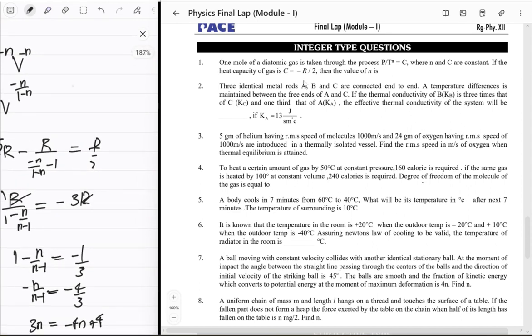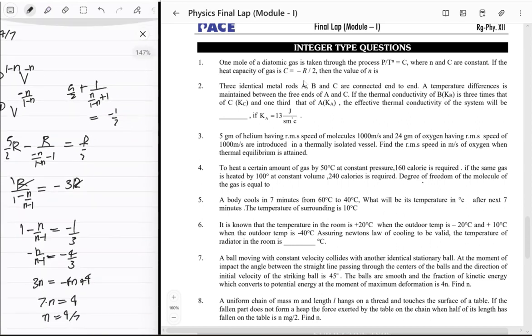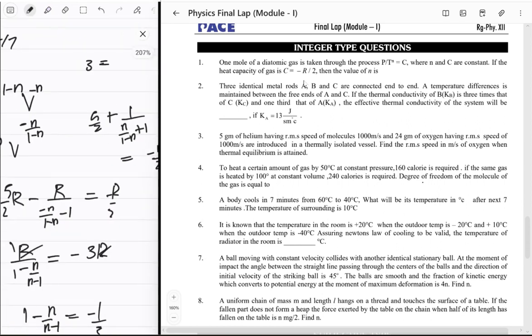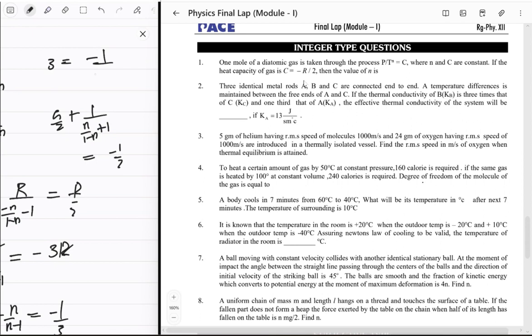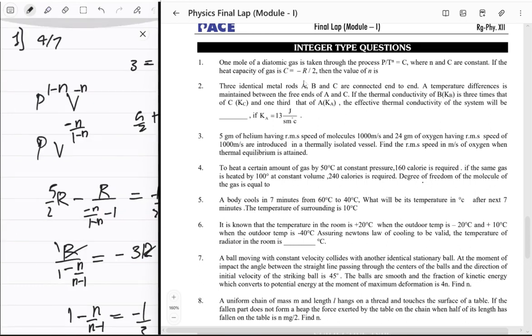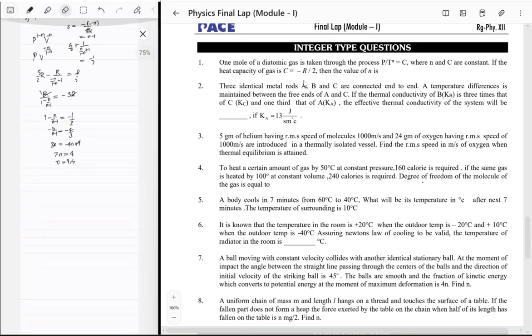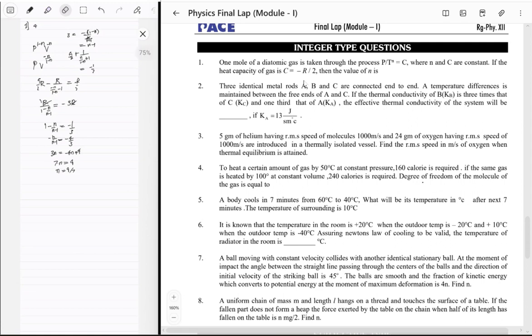So what is it, 5/2 plus 1 upon n upon minus n plus 1, that's just equal to negative 1 upon 2, which means 3 is equal to negative 1 upon, combining this, what will it be? It will just be 1 upon minus n, I guess. Yes. So you have minus n, which means it's equal to n minus 1. So n is just equal to 4 actually, so not 4 upon 7. Next question. Next. Delete.